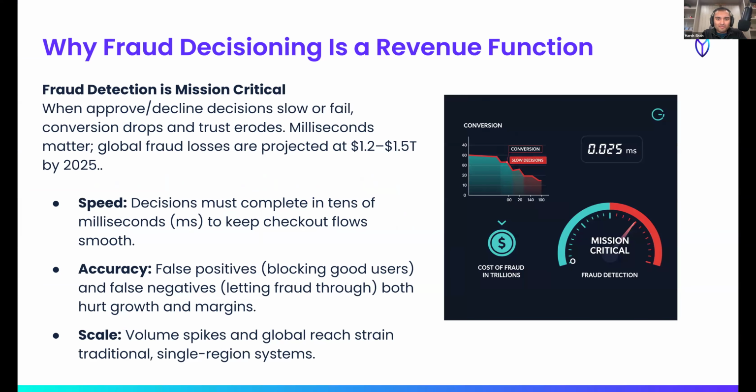Let's just start with the business stakes, right? Fraud controls aren't just a cost center. They protect conversion, they protect customer trust, and they protect the brand. When approval and decline decisions slow down, a lot of these carts get abandoned. Don't ask me, maybe ask AWS when Black Friday comes and there are a lot of fraudulent alerts and these decisions slow down: people probably don't buy that quickly, right? Carts get abandoned when they fail.